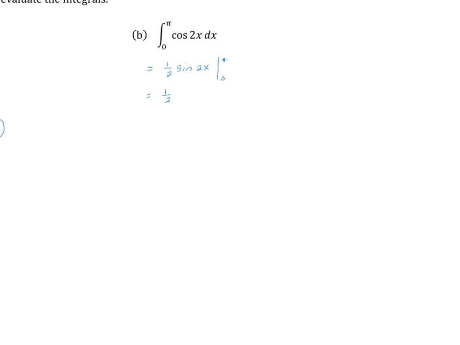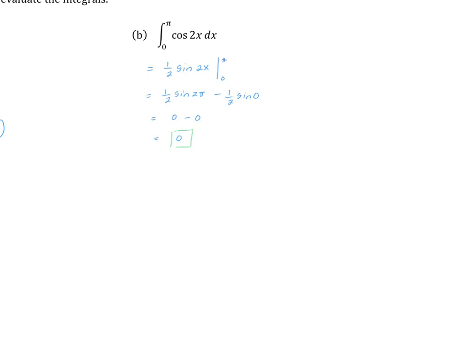Pi goes first, so we're looking at the sine of 2 pi, minus 1/2 sine of 0. Well, sine of 2 pi is still 0, minus sine of 0 is 0. So this is simply 0.